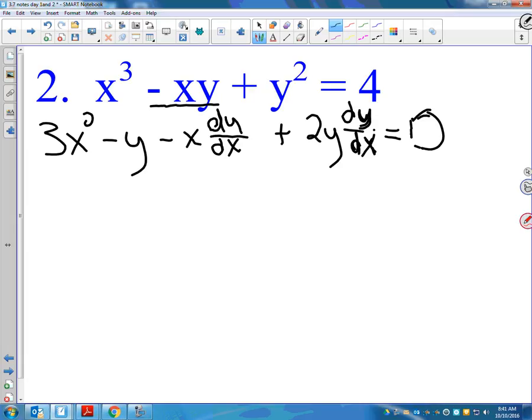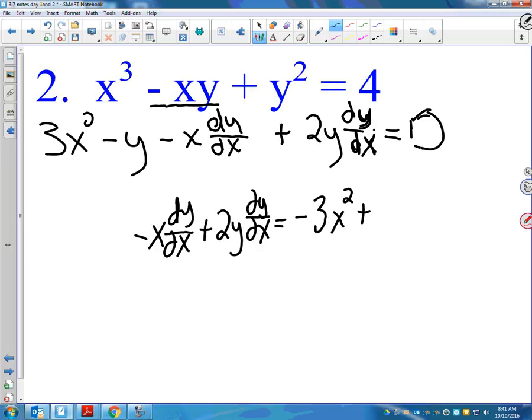So my first 2 terms do not have a dy/dx, so I can just move those over. So that would leave me, and that would just change the sign, so I'd have negative 3x squared plus y.